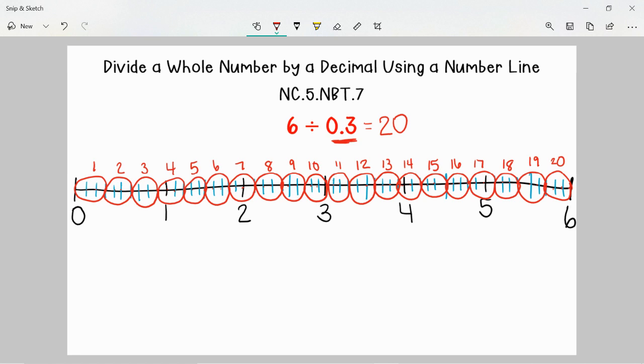Before we started solving, we had reasoned that our answer or our quotient would definitely be greater than 6 since we were dividing 6 by a number that is much smaller than 1. So we know that 20 is reasonable. And so this is one way you can use a number line to divide a whole number by a decimal.